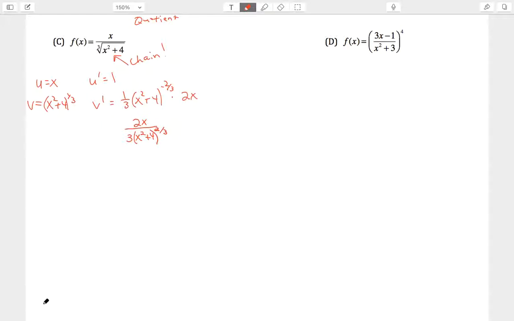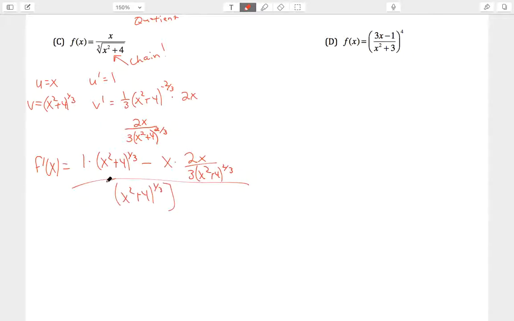All right. Can we finish this one real quick? Okay, then you do u prime v minus u v prime. So it's 1 times the cube root of x squared plus 4, minus 2x over 3 times x squared plus 4, over the cube root of x squared plus 4 squared, so it would be like 2x squared. Can we just leave it like that?